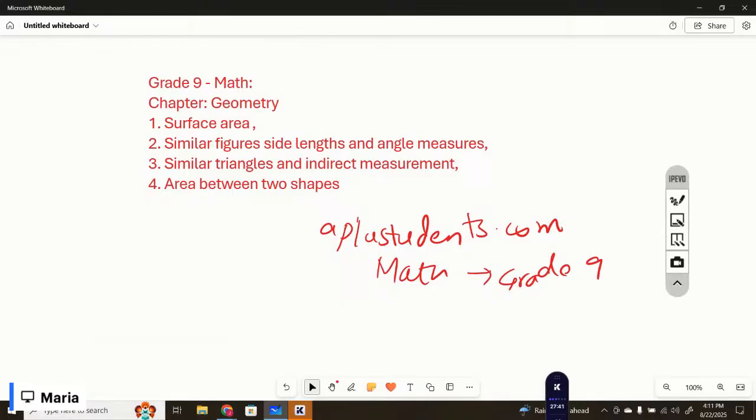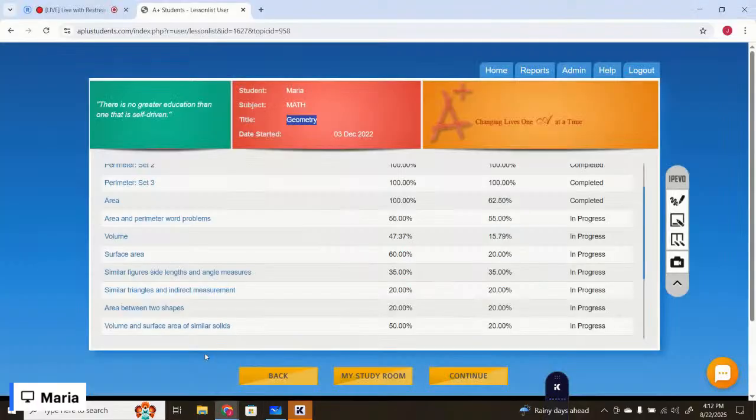We're going to start with the chapters: surface area, similar figures, side lengths and angle measurement, similar triangles and indirect measurement, area between two shapes. So please make sure you have your notebook and pencil so that you can note down the important examples and definitions as well. Here I'm on grade 9 math. Let's just start with the lesson surface area.